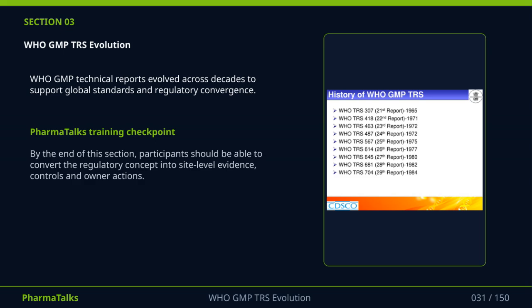Our goal by the end of this section is to empower you to translate the regulatory concepts outlined in WHO GMP guidelines into practical, site-level actions. This means understanding how to provide evidence, implement controls, and assign clear ownership to maintain compliance effectively. So, as we move forward, keep in mind that these guidelines are not just theoretical. They are tools you can apply directly within your operations to drive continuous quality improvement and regulatory alignment.